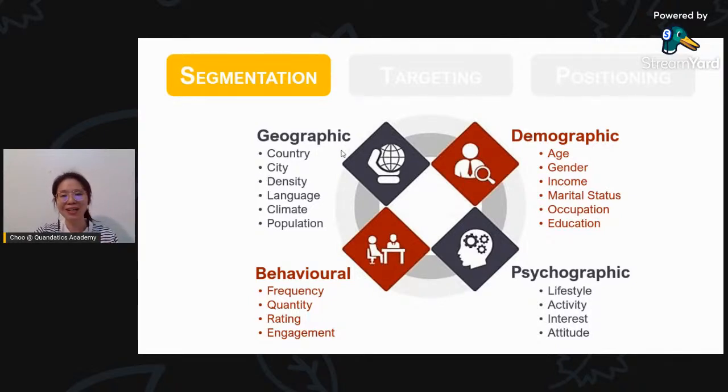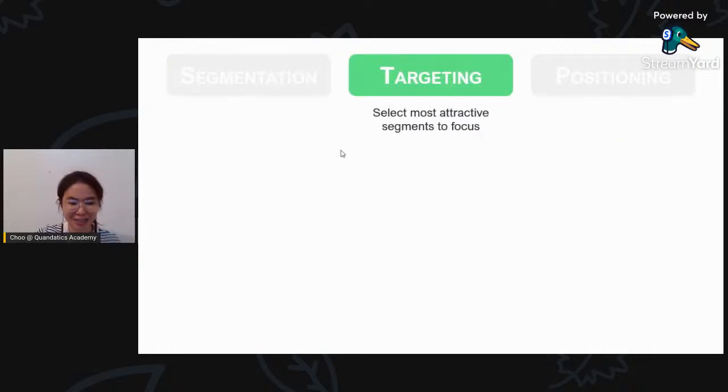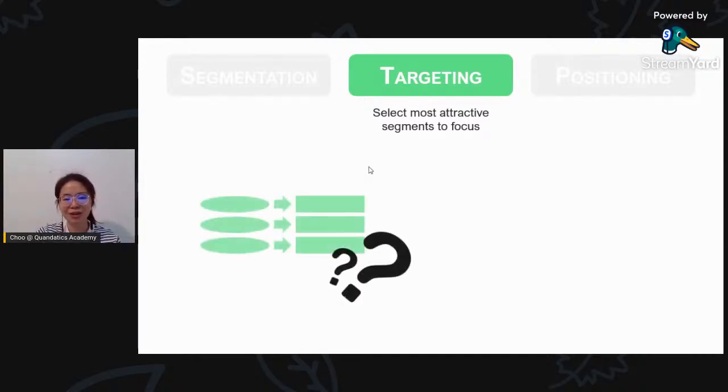Okay, so next we are going to talk about targeting. Targeting means that we are going to select the most attractive segments to focus on. So remember, segmentation always comes to a result where the whole market is segmentized into different markets. And then which market to focus on? That is the targeting. So still remember we have this thing, which is the segment market.